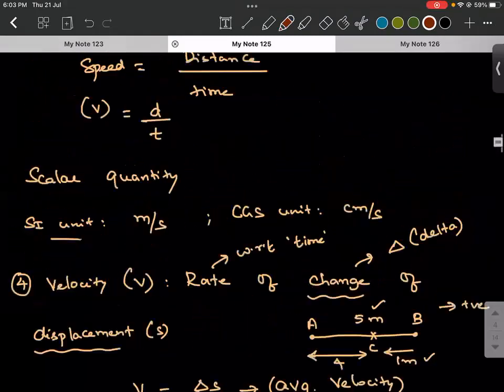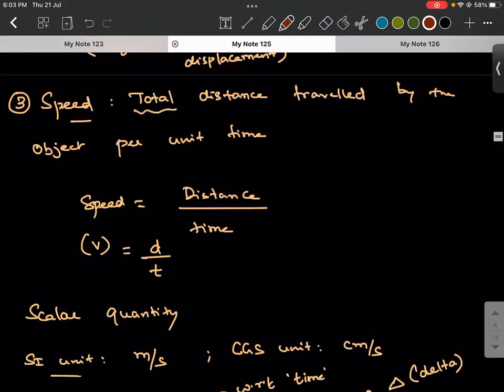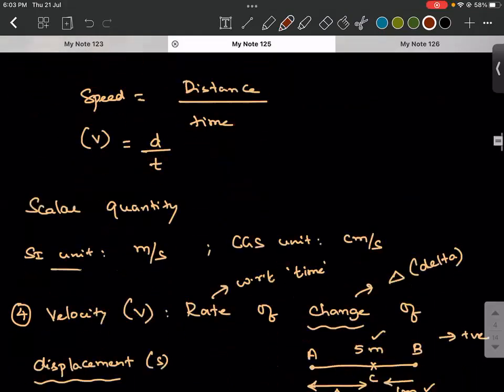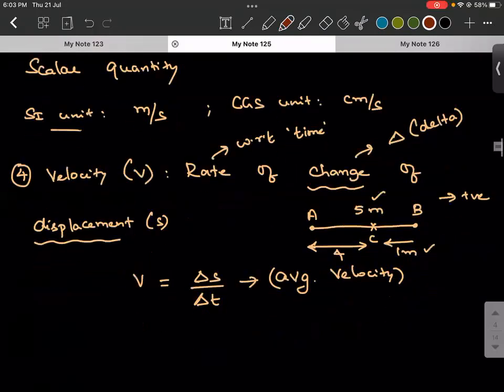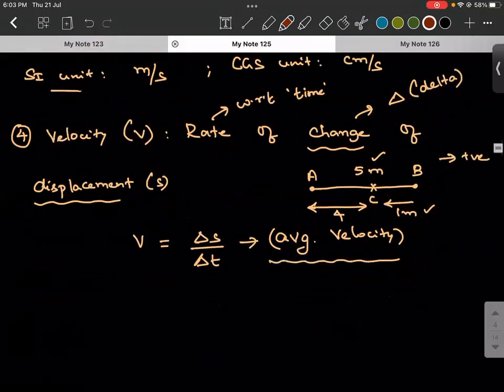That is why, if you see the previous case, I used the word total. Total means sum. Distance can never be negative, so there is no concept of change. Whereas when you talk about displacement, you take the direction into consideration, since it is a vector quantity. So that is why I need to use the word change of something. And this velocity is what we call average velocity.